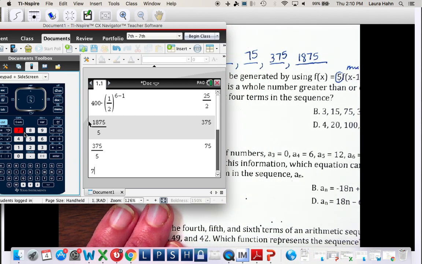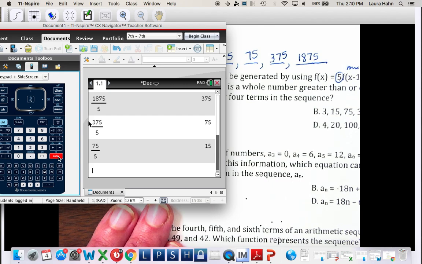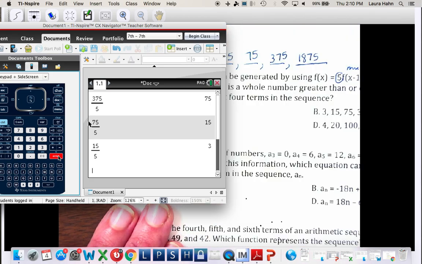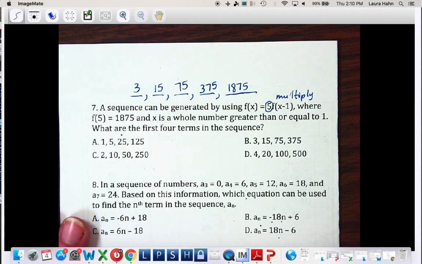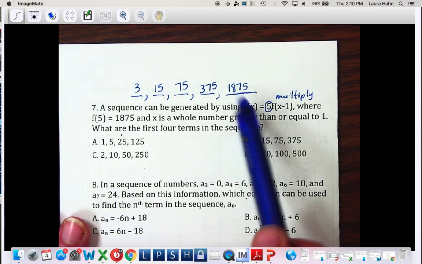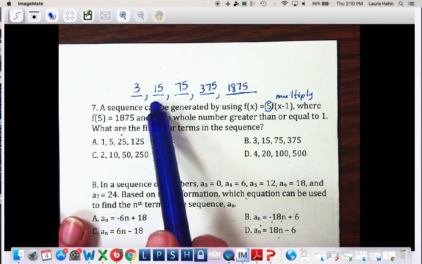So now I take 75 and divide that by 5. 15. So one more time. So 15 divided by 5 is 3. So the reason I had to divide is because the pattern tells me to get to the next number you have to multiply by 5. Well, we're trying to go backwards, so the opposite of multiply is divide. So I divided by 5 each time.